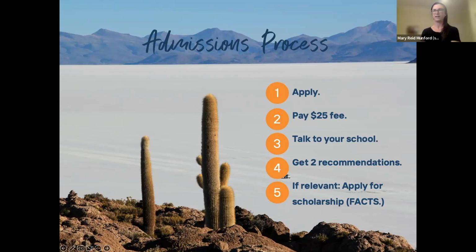Again, like Aunge said, we can help you with that if there are any hiccups, if your school doesn't know what to do with this proposal. We also give you a specific form and some course descriptions to take to them so they know what they're signing and agreeing to with credit transfer. You get two recommendations, from a teacher, a coach, or some other trusted adult, and at least one should be from a teacher. And if relevant, you apply for the need-based scholarship, which is through FACTS, an online system that we can help you navigate as well.